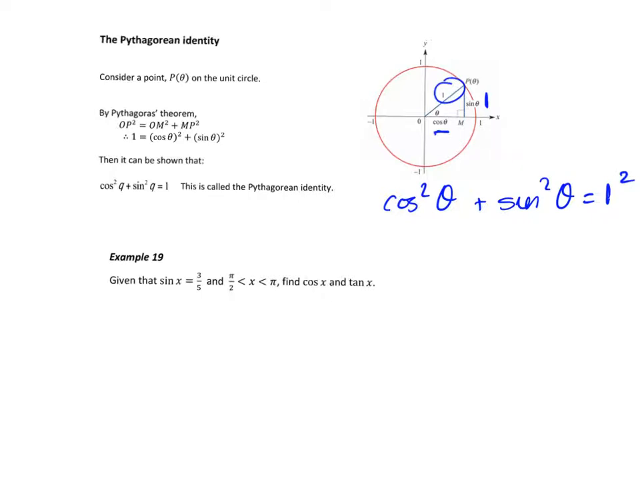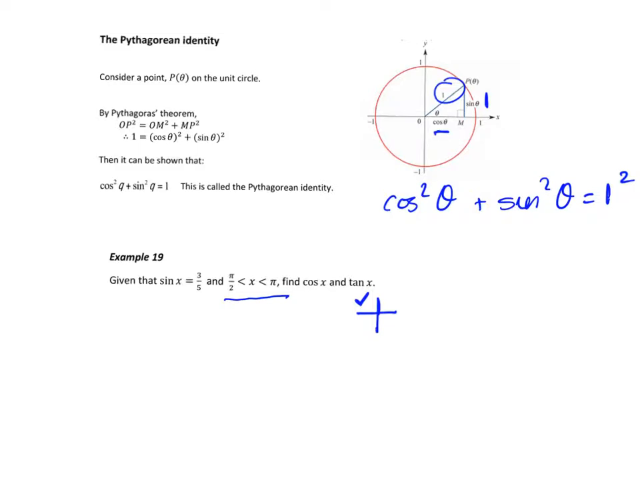We know that we are working between pi on 2 and pi. So where am I working in my quadrants? That is the second quadrant, and I know that sine is positive there. I'm told that sine of x is equal to 3/5, and I want to find cos of x and tan of x.